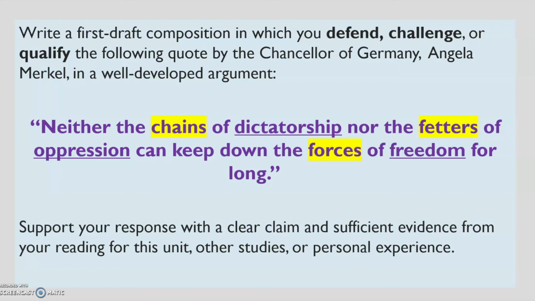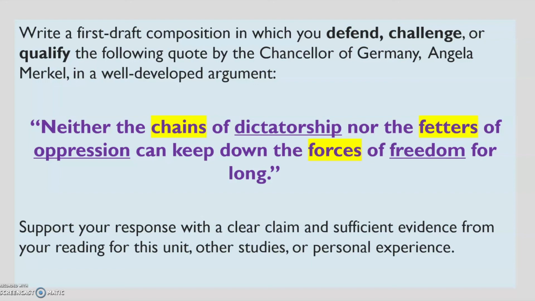Now let's look at the final part of the prompt. You must support your position or your response with a clear claim and sufficient evidence. Your evidence can come from the readings in this unit, such as the text we discussed earlier, like Night, In the Time of the Butterflies, Nectar in a Sieve. It can come from other studies. What does this mean exactly?